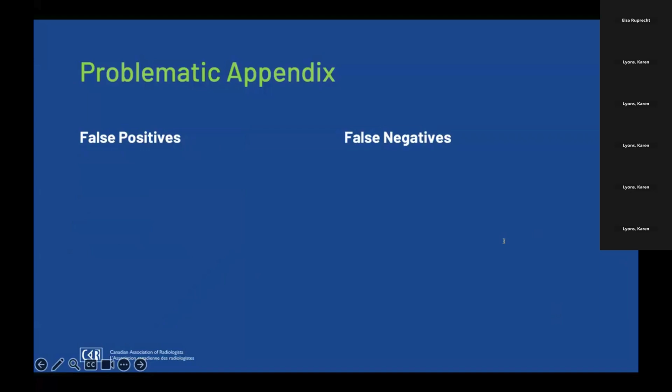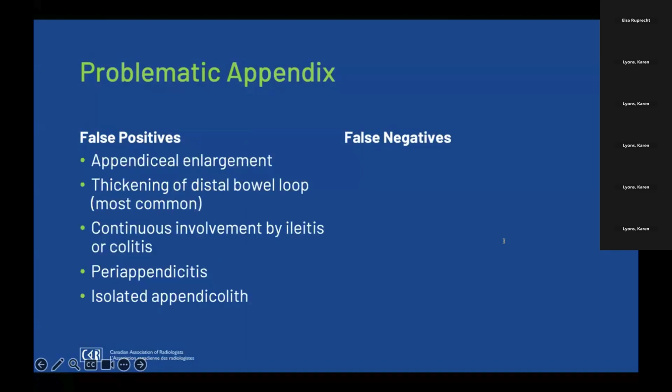So now that we have thought about how we might image the patients, we will talk about some of the pitfalls in imaging the pediatric appendix, both false positives and false negatives. Thickening of a distal bowel loop is a common cause of false positive result on ultrasound, especially if the operator is inexperienced, and many of the other causes center around appendiceal enlargement.